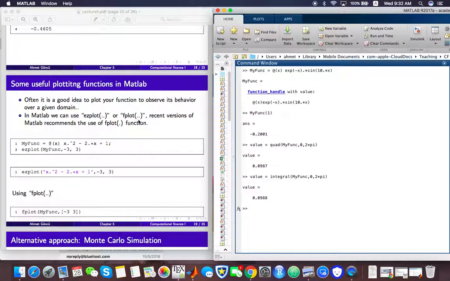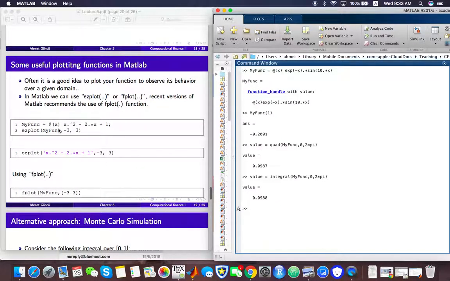Alternatively, I think MATLAB's new versions are using the fplot function. These two functions you can use with these given examples, and you can try them with other functions that you would like.